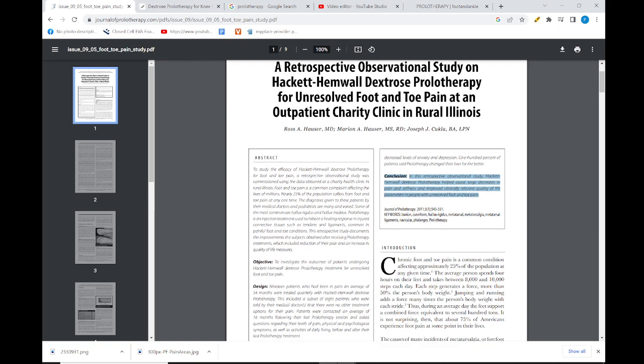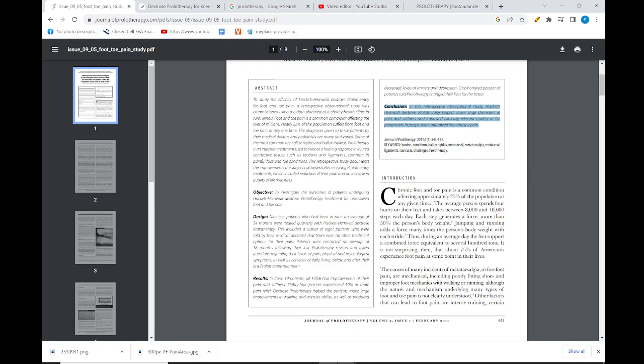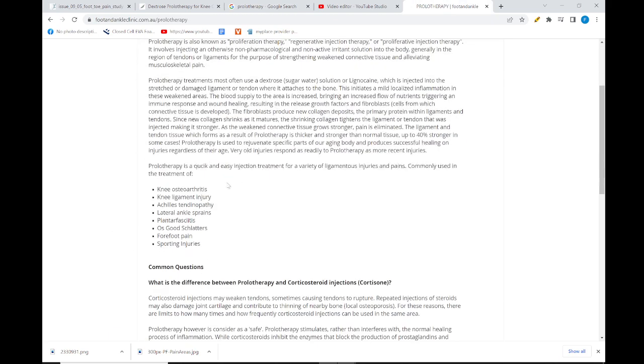But then again, like I said, it's not a randomized study, it's just an observational study, but it shows that there is a positive result, and there's like hundreds of research out there. But generally, when we use prolotherapy, we use it for these conditions. So we find a lot of success in prolotherapy when it comes down to treating these conditions.